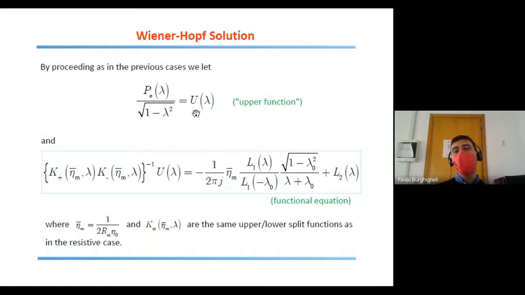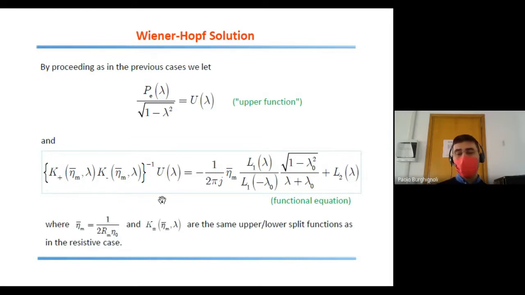And we again proceed by splitting what is inside the integral of the other integral equation. If you do that, you will find this kind of functional equation where, however, the split functions are exactly the same as those used in the resistive case. The only difference is that now the parameter is eta m bar, which has a different expression. It is inversely proportional to the magnetic conductivity. But whatever, anything else in this equation is more or less the same, apart from the square root, which is a constant in the numerator of this ratio.